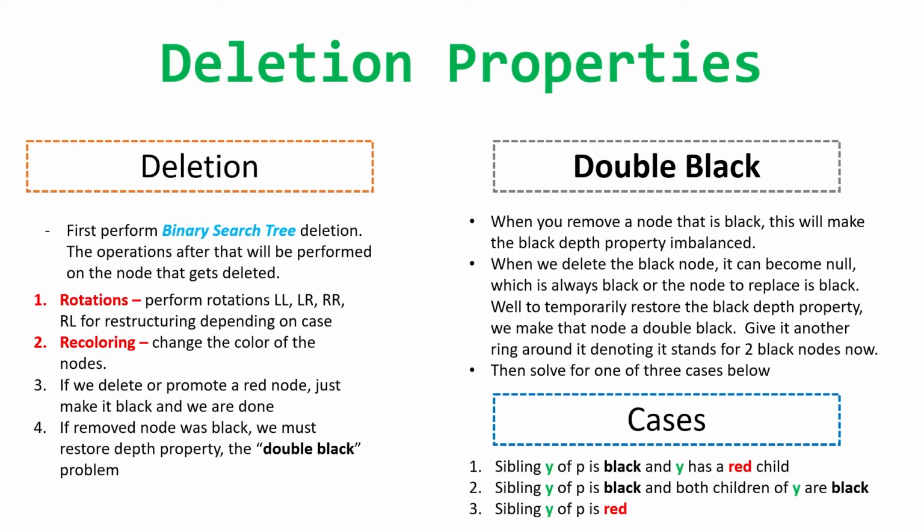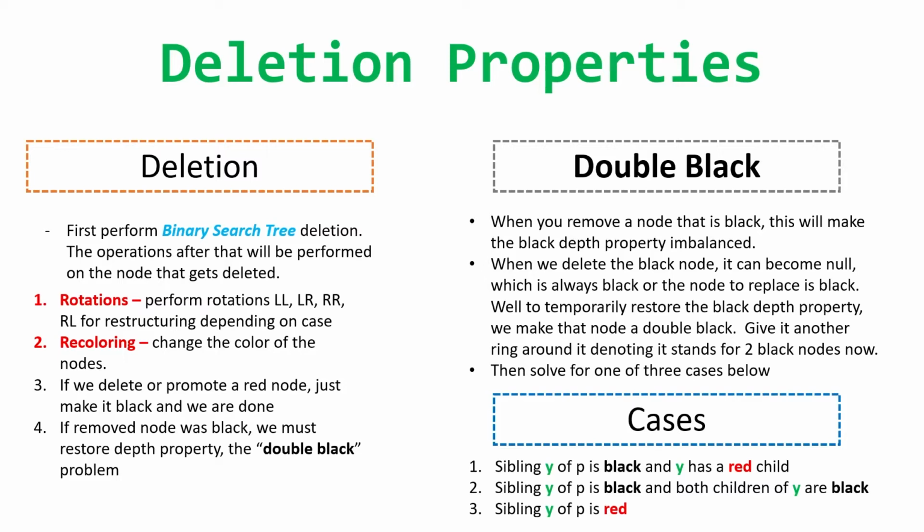So we could have to do some rotations, the 2 single rotations and the 2 double rotations. We may have to do some recoloring, which is simply changing the color of the nodes. What we have to look out for is if we delete or promote a red node, then we just make it black and we're done. That's a simple one. Kind of like the insertion properties, where if the inserted node is red and its parent is black, then we're done.